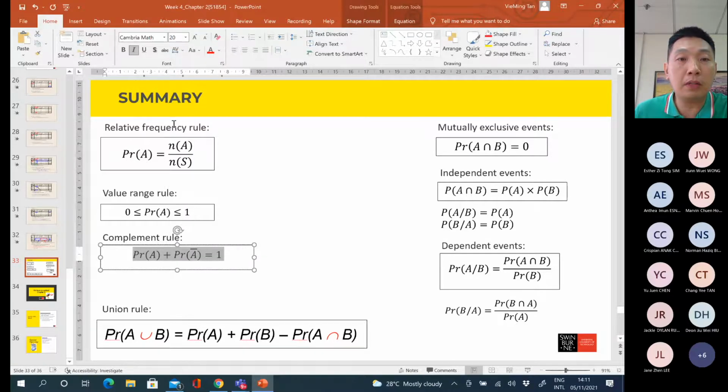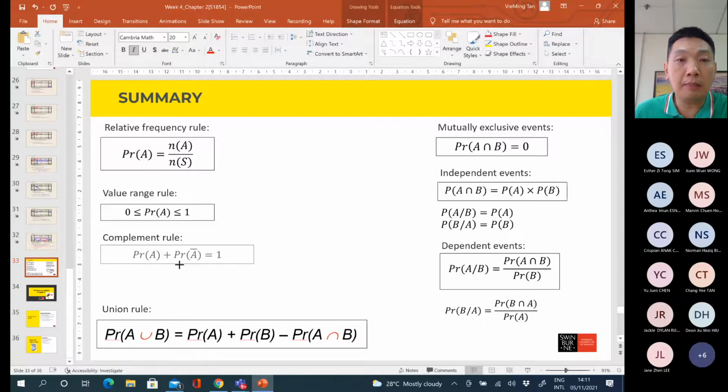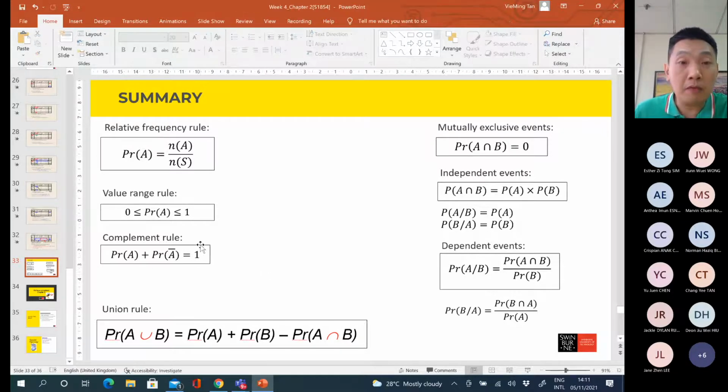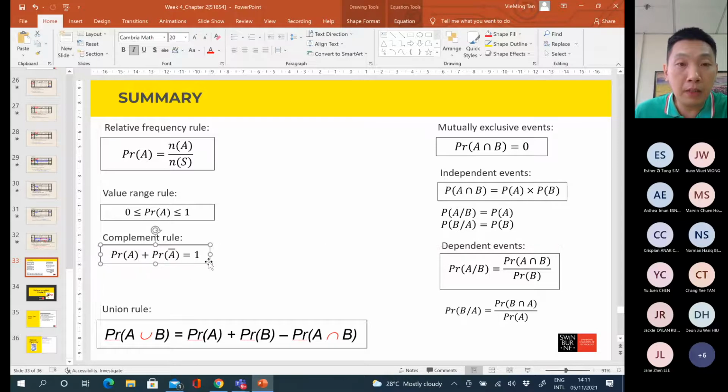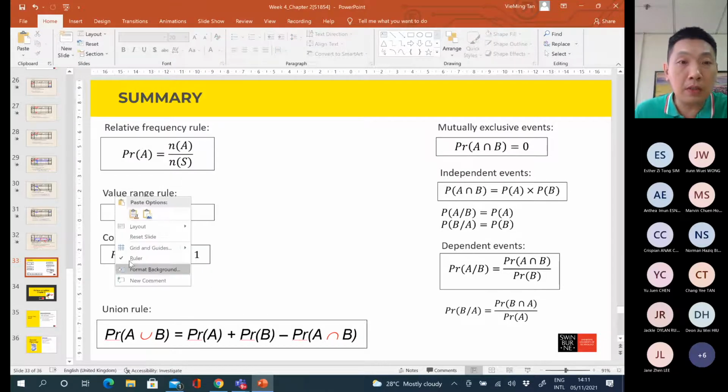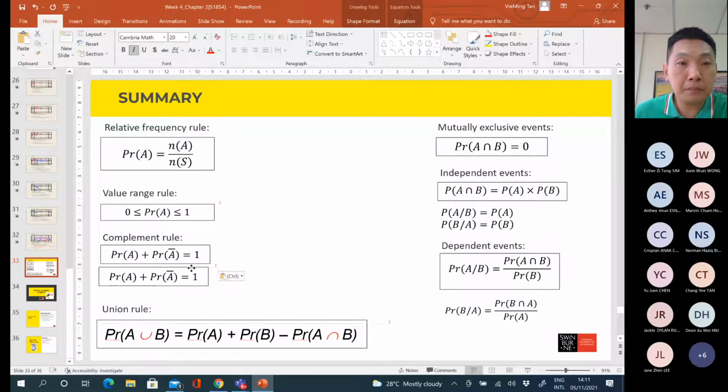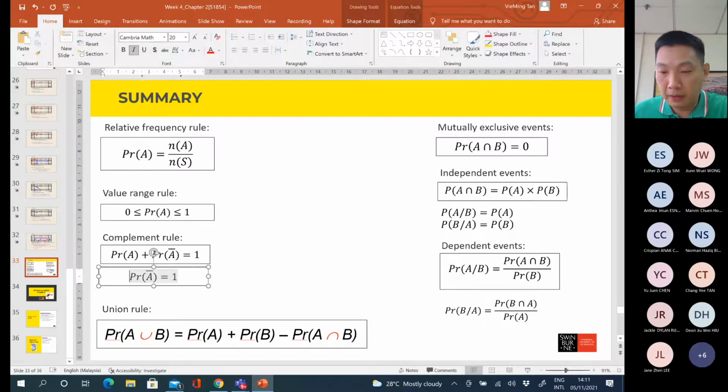Sometimes you may be asked to calculate the probability of non-A. Then you can use this formula by transposing it, putting the probability of non-A as the subject. Based on this complement rule formula, it's easy, you just need to transpose the formula. So we get the probability of non-A equal to 1 minus the probability of event A.